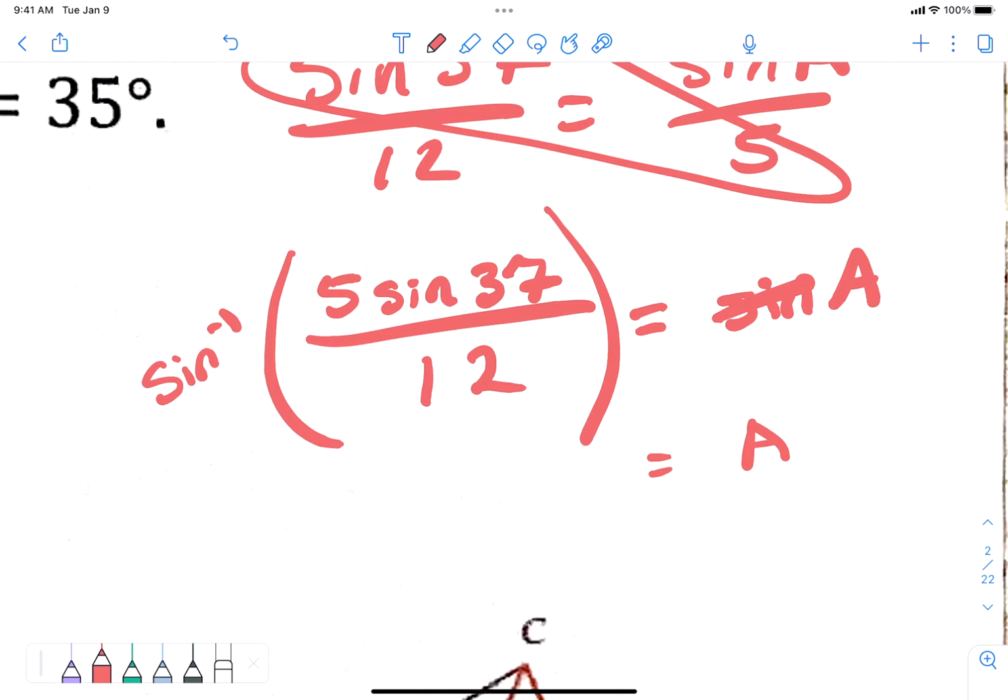37 parentheses again divided by 12. You have to close the parentheses on the 37. Oh, yeah. And then you have to close it again. No, we're not putting another set of parentheses. I get an error otherwise.